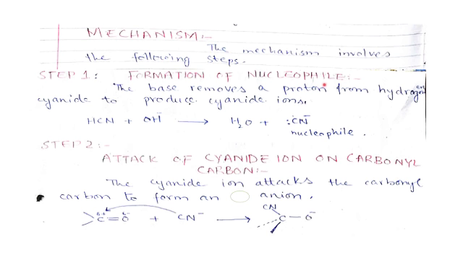In step 1, the formation of the nucleophile takes place, and the base removes the proton from hydrogen cyanide to produce the cyanide ion. In the presence of the base, it means this is a base catalyzed reaction, and the base will abstract the proton from hydrogen cyanide, and a cyanide nucleophile will be generated. In step 2, attack of the cyanide ion on the carbonyl carbon. This negative cyanide ion will attack the partially positively charged carbon of the carbonyl group and lead to this intermediate structure. The electron density will be shifted towards oxygen by the attack of the cyanide ion on the positive carbon, and this intermediate structure will be produced.